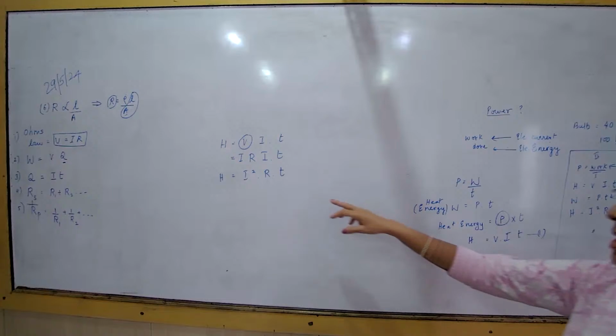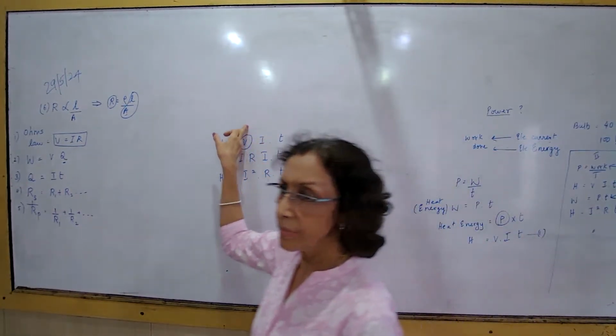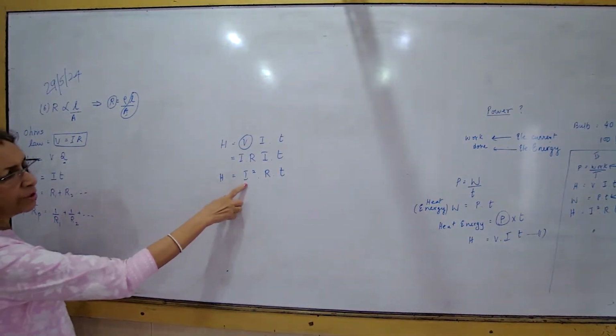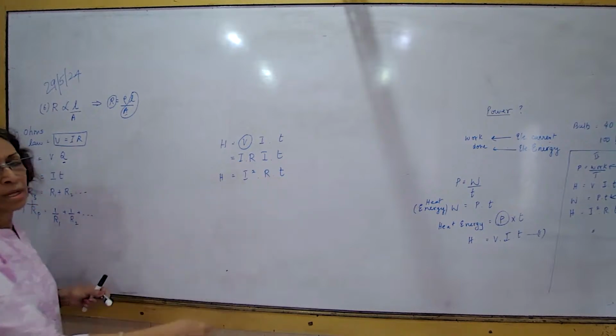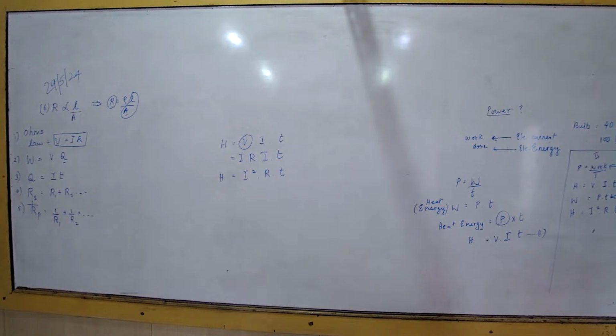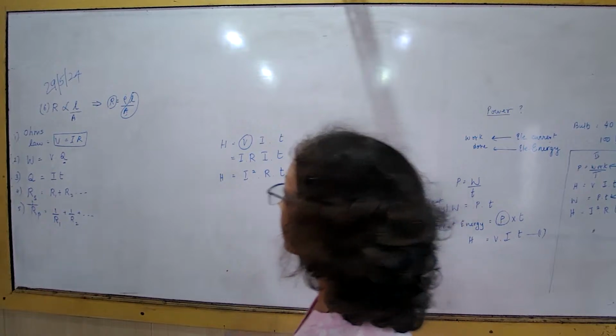So when can we use this equation? When we don't know anything about the potential difference. If they have not given me anything about the potential difference, but I know the time, the resistance, and the current, that is when I can make use of this equation. Okay, so this happens to be your second equation.